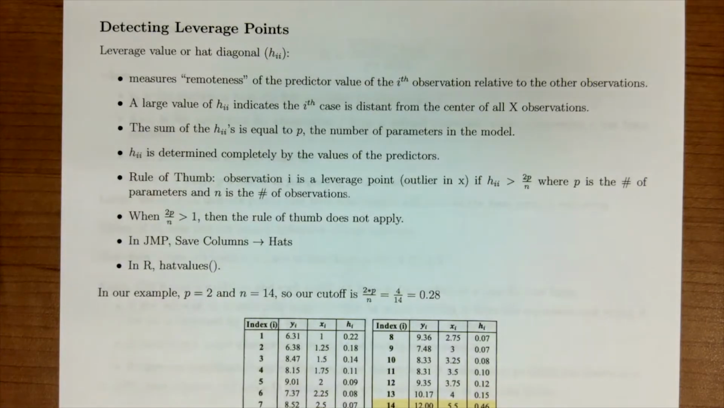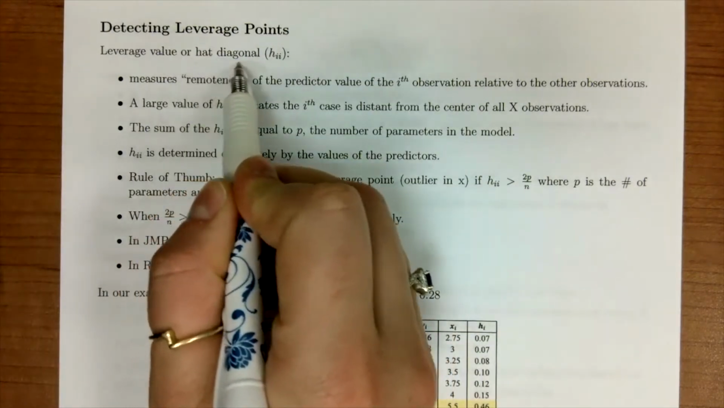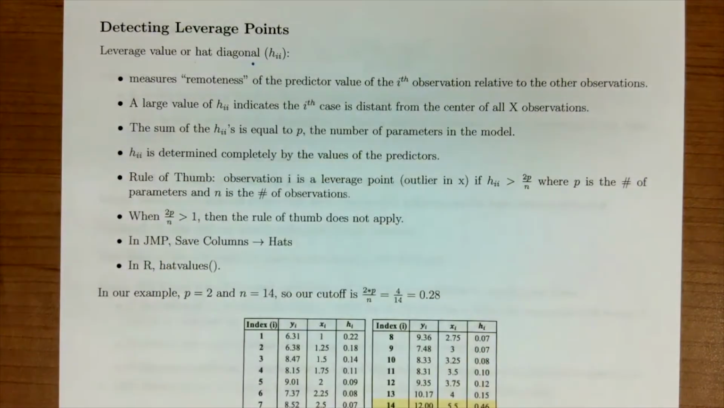A little note on why we call it the hat diagonal: if you studied multiple linear regression from a more theoretical perspective with linear models, we would use a matrix representation of the x's, also called the design matrix. And so it comes into play with getting values off the diagonal of a matrix. You guys don't need to worry about that.